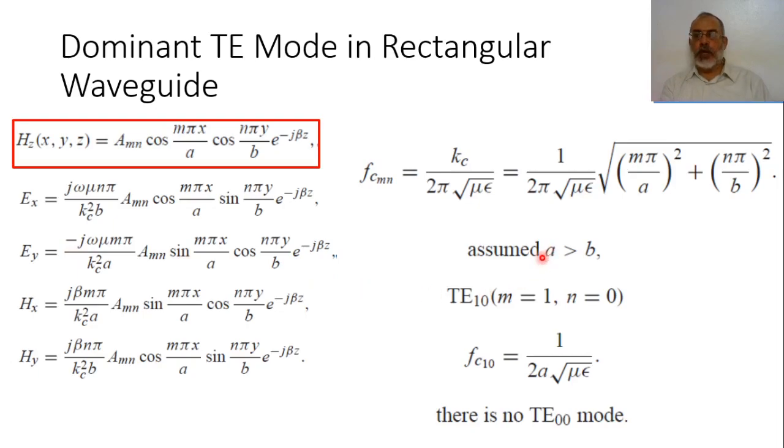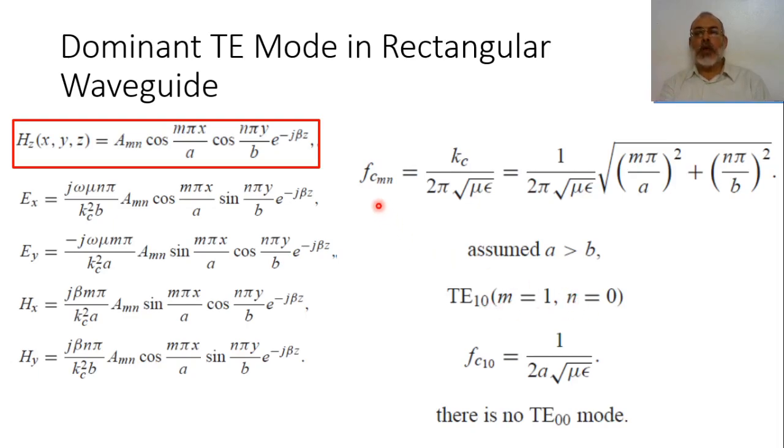So assuming that the value of a is greater than b, or in other words, a is the length of the waveguide and b is the width of the waveguide, the lowest cutoff frequency in this case occurs when m equals 1 and n equals 0. That means the TE10 mode, which is read as one-zero, not ten, because 1 corresponds to the value of m and 0 corresponds to the value of n.